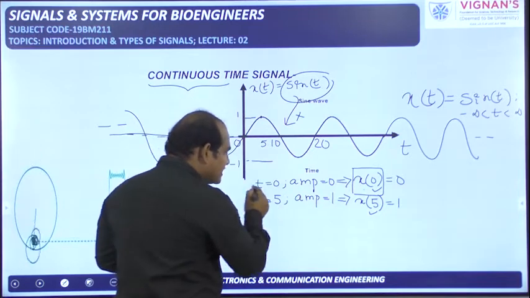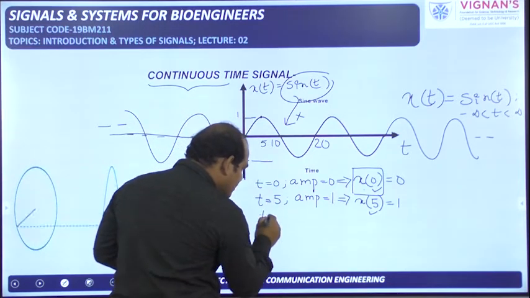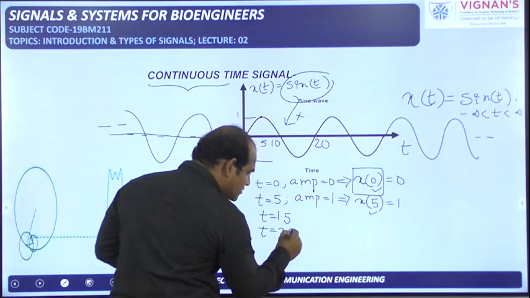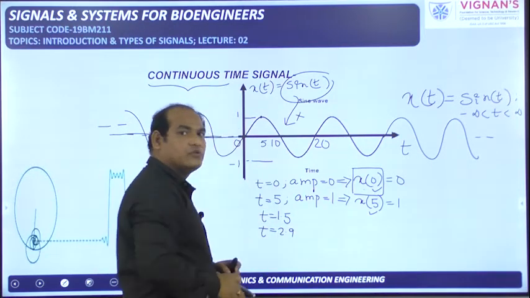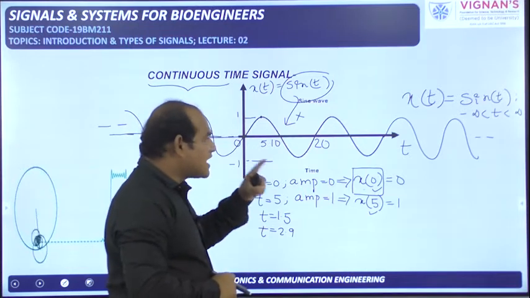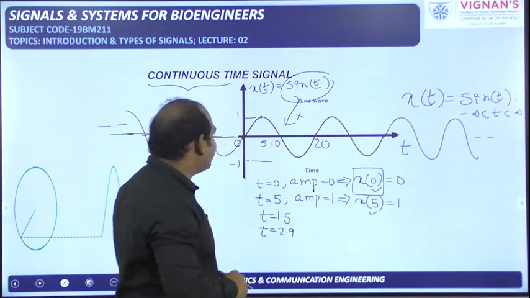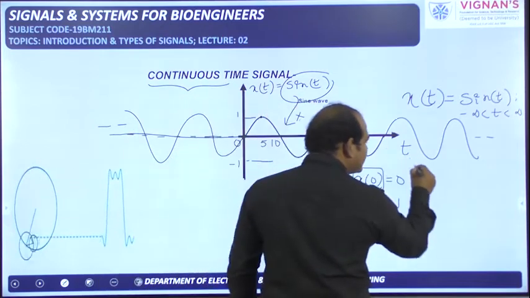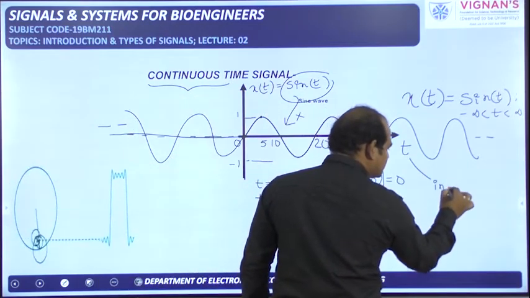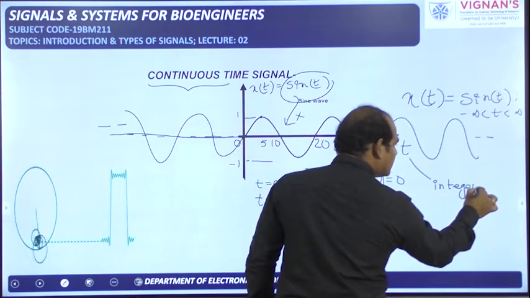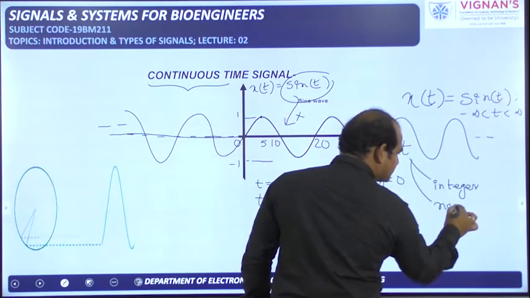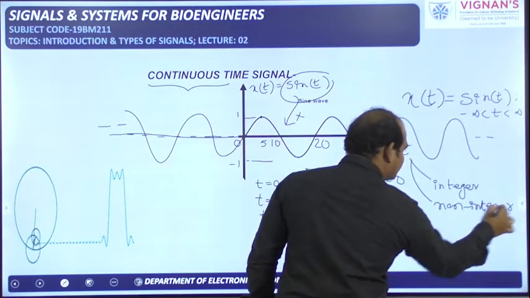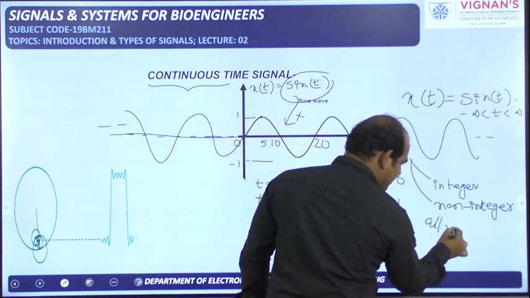You can take here t is equal to 0, t is equal to 5, and t is equal to 1.5 also you can take. t is equal to 2.9 also you can take. For all values of t you have to define. For all values of t, meaning from minus infinity to plus infinity, you need to define the signal, and in that this t can be an integer, the t can be a non-integer. All values of t.